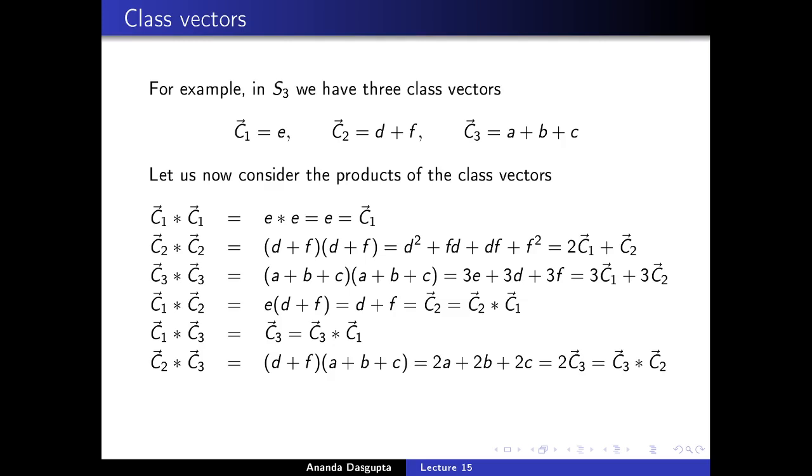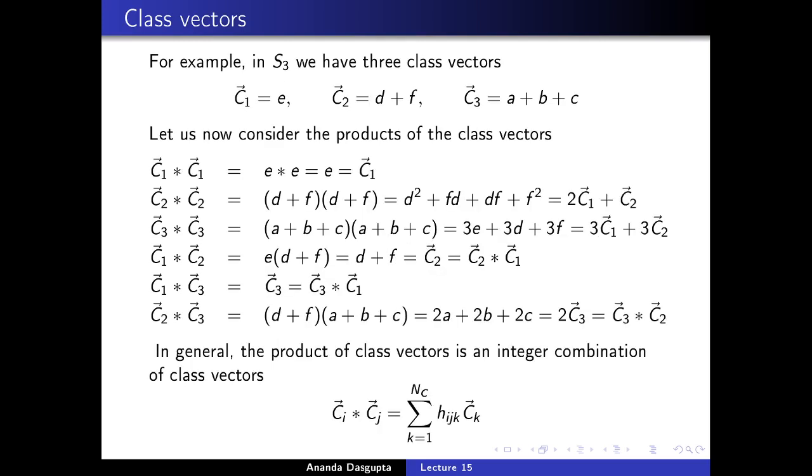Now this is a general property which follows from basic group theory. I will urge you to figure out exactly why this is the case. But let me just state the general statement here. The general statement is the product of two class vectors is an integer combination of class vectors. Well, not just an integer combination, a non-negative integer combination of class vectors. If you multiply Ci by Cj, it's the same as Cj times Ci. That's also something you should really check.